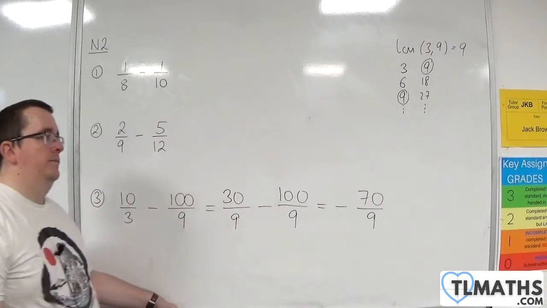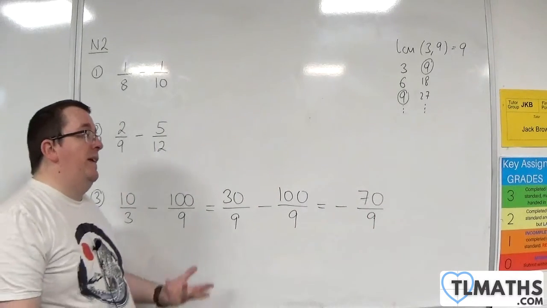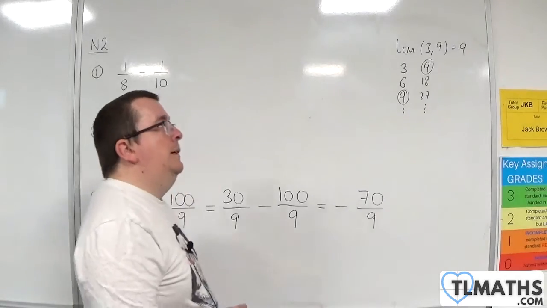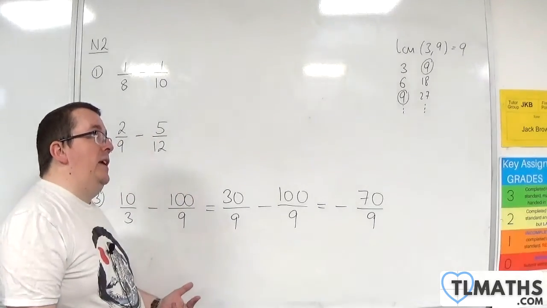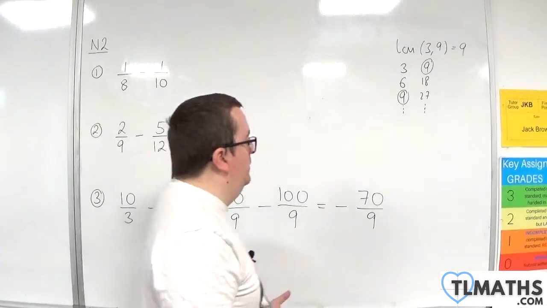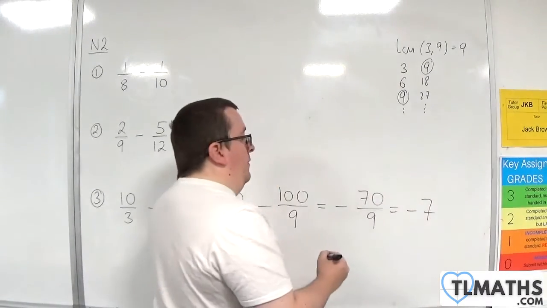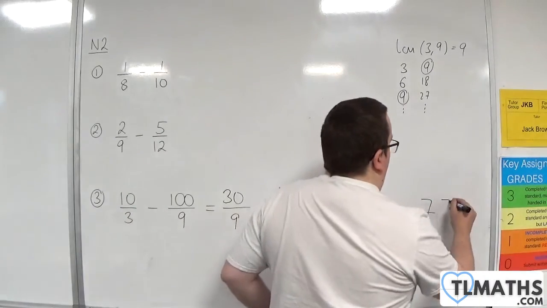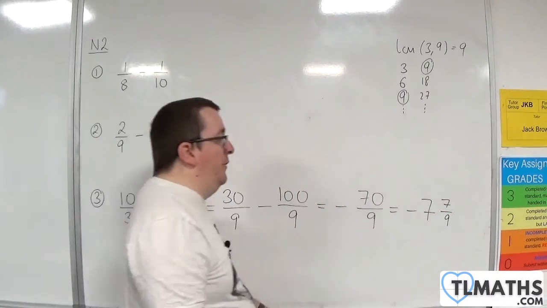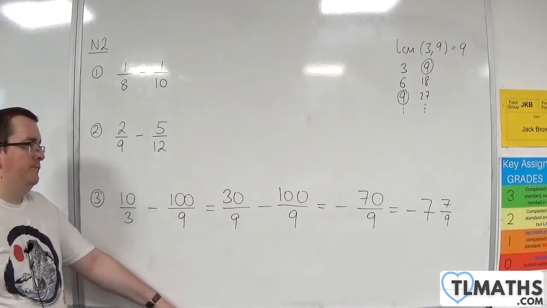over 9. Okay? Now if we wanted to write that as a mixed number, then 9 goes into 70 7 times, with 7 left over. So it's minus 7 and 7/9.